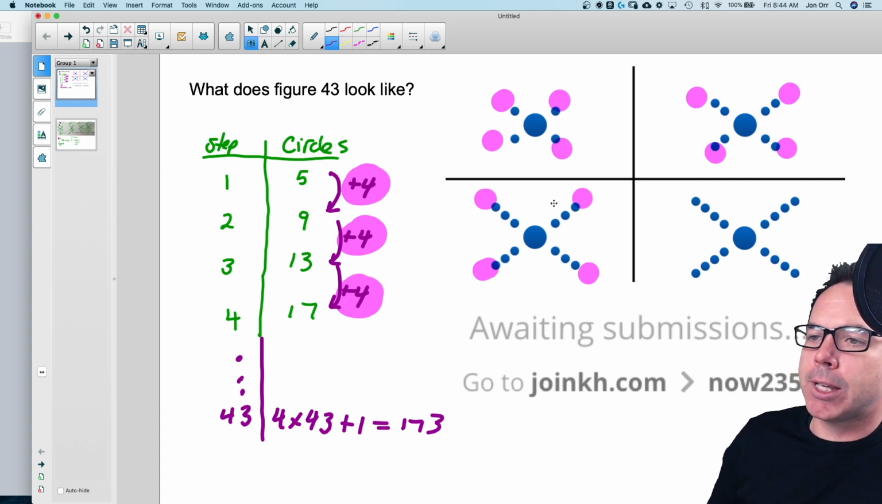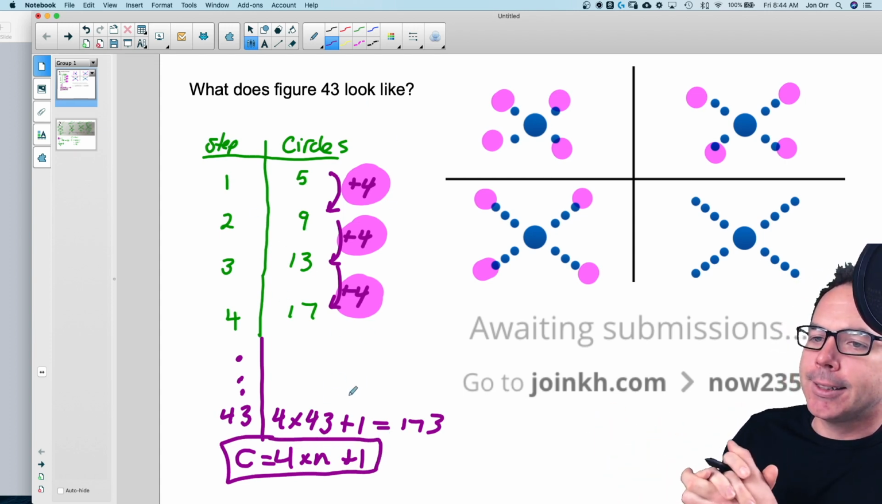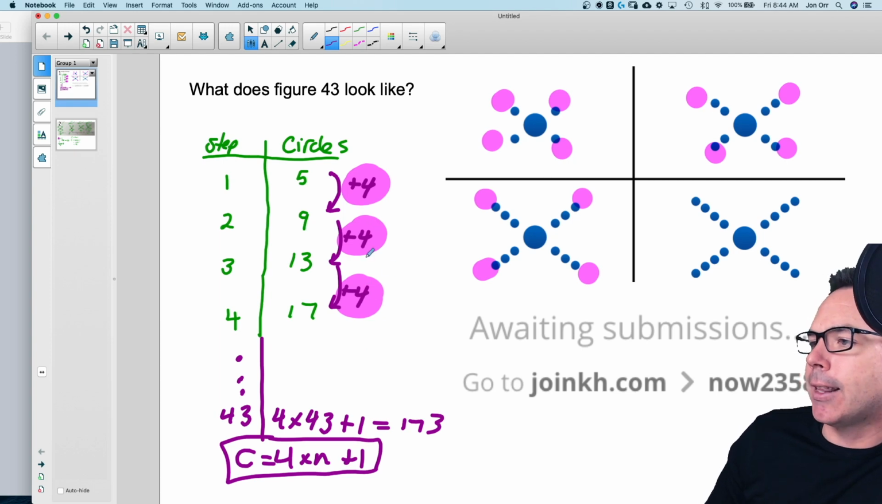Now we've seen 2 different ways. You can see a visual way on how to create this formula, which is 4 times n plus 1 for the number of circles. Or we can use a table format to organize our thinking and also see that same number pop out here at 4, and then use some thinking to find that plus 1, that constant, that offset.